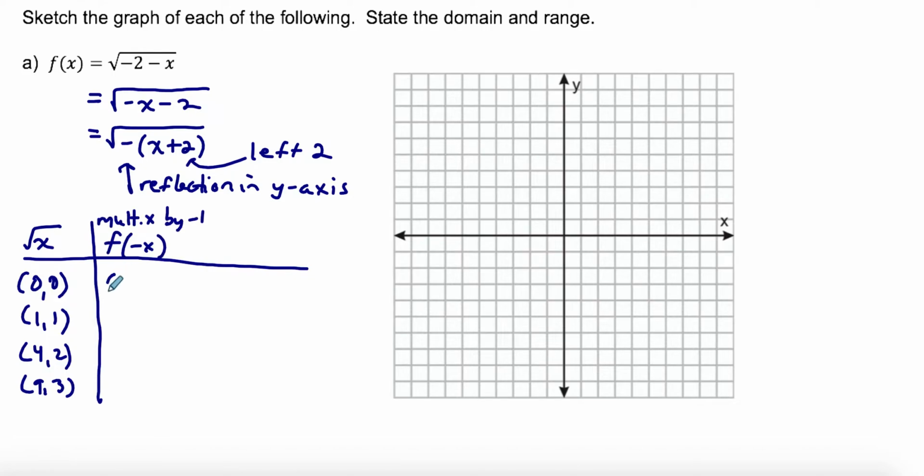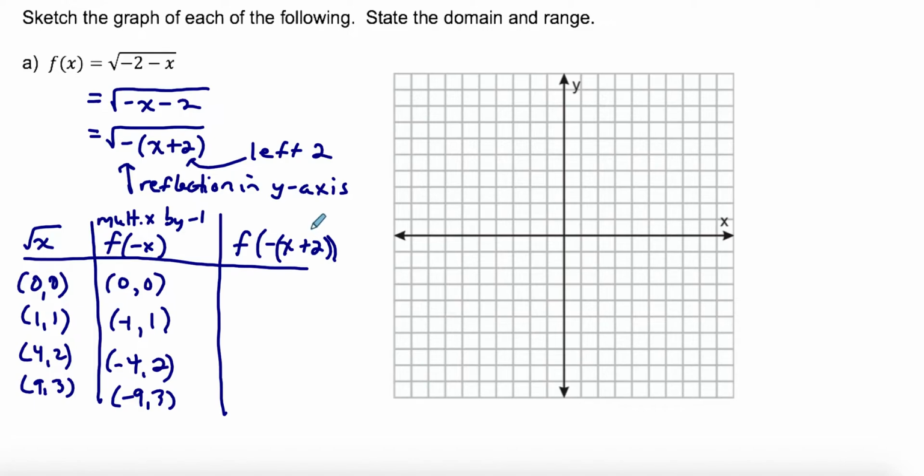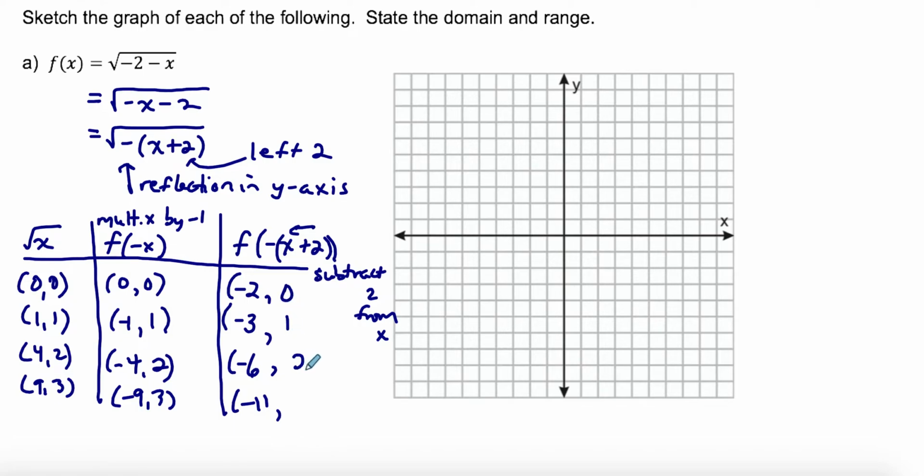So all of my x values are going to become negative, although 0 doesn't really change. So this is what it would look like if I reflected it in the y-axis. The next thing, if we want to go left 2, we're going to have to subtract 2 from x. So 0 minus 2 is negative 2, negative 1 minus 2 is negative 3, I'd have negative 6, and I'd have negative 11. My y values, in this case, I'm not translating up or down, so my y values are just going to stay the same.